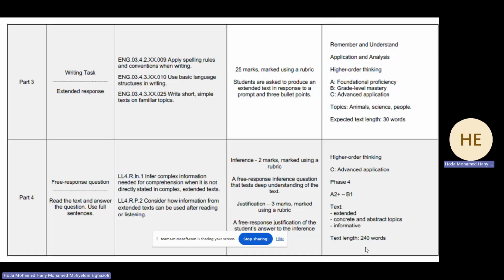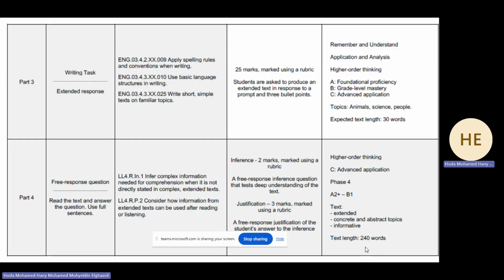And part 4 is also a free response question. You will be given a text, and based on the text, you have to answer the question. Here you have to infer. This is an inference question, and second is a justification question. For the inference question, you will get 2 marks, and for the justification question, you will get 3 marks.